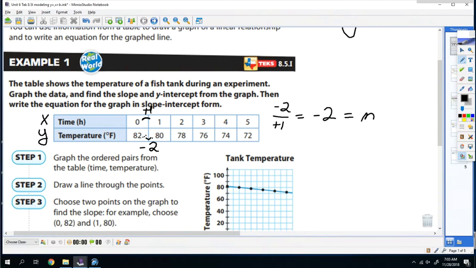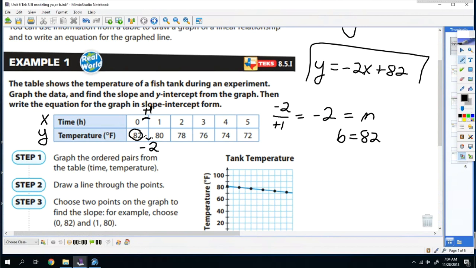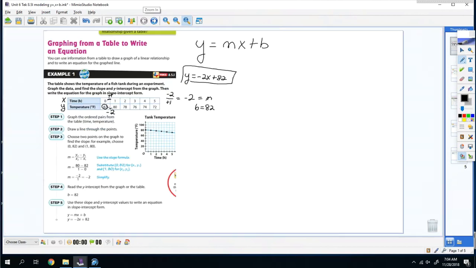Now to find your b, you need to figure out where x is 0. When x is 0, the y value is your y-intercept. So my y-intercept is 82. So b equals 82, and my equation would be y is equal to negative 2x plus 82. All right, now you try one.